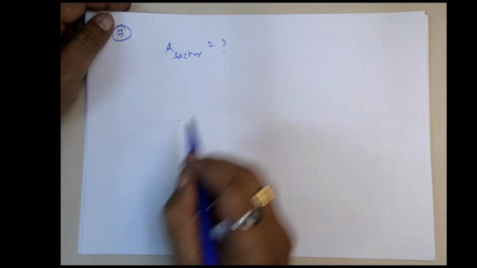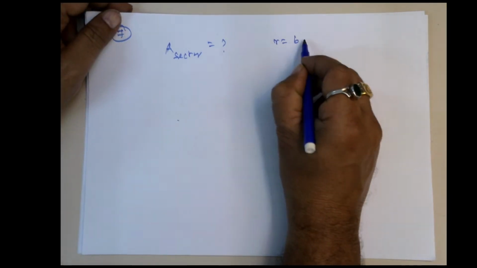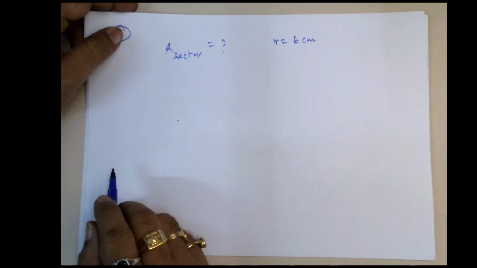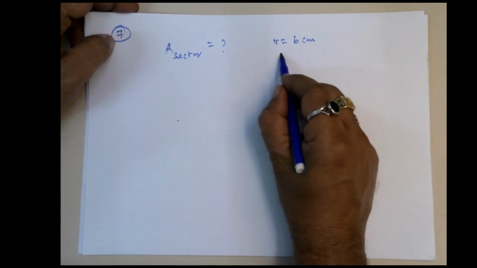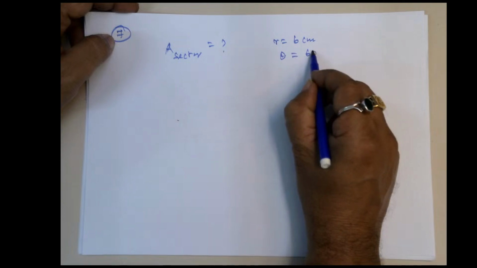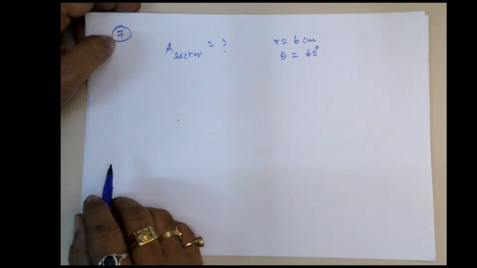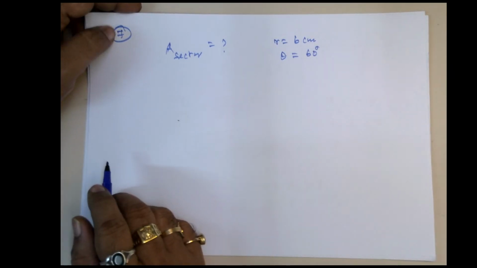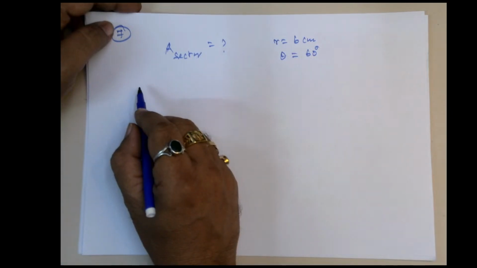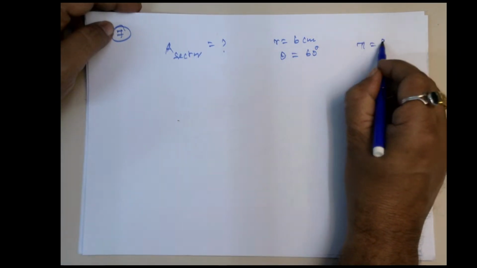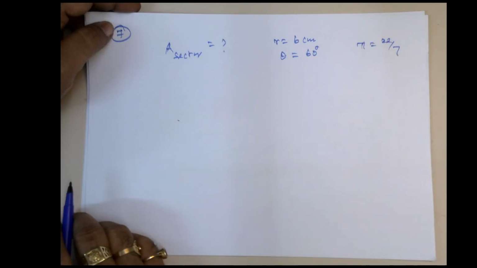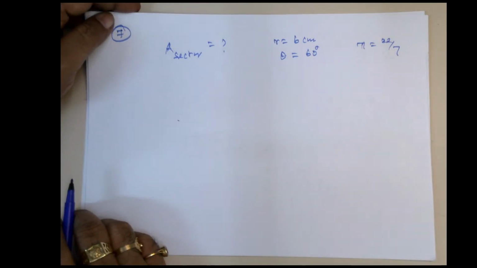Given the radius is 6 centimeter and the angle of the sector is 60 degree. Now you have to use pi as 22 by 7. So, area of the sector of a circle whose radius is 6 centimeter and the angle is 60.